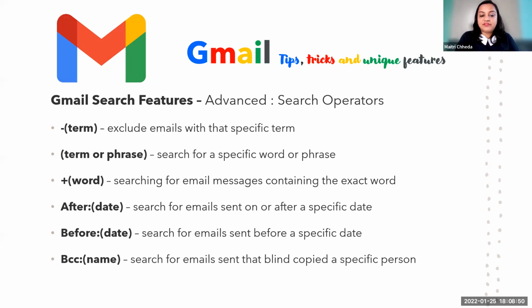Then you have an option of after, colon, and then you write down a date. Then it will search for emails sent on or after that date. Before a certain date, it's before, on or before that date. If you have certain emails in which your name is in BCC, or you sent it to somebody in BCC, you can search for the specific person to whom you have sent it in BCC. So it narrows down your search a lot.